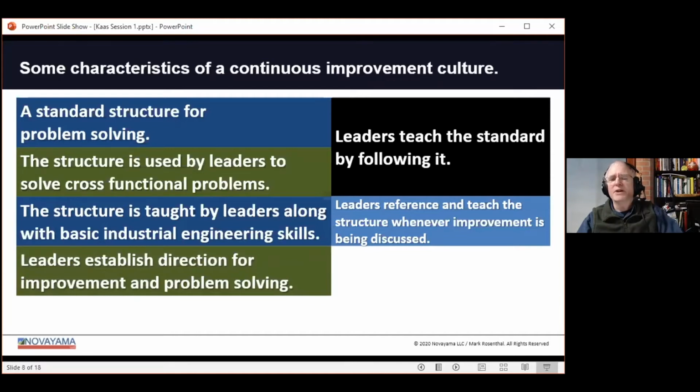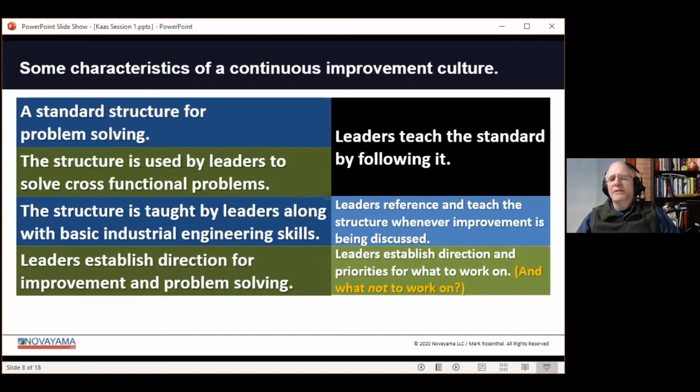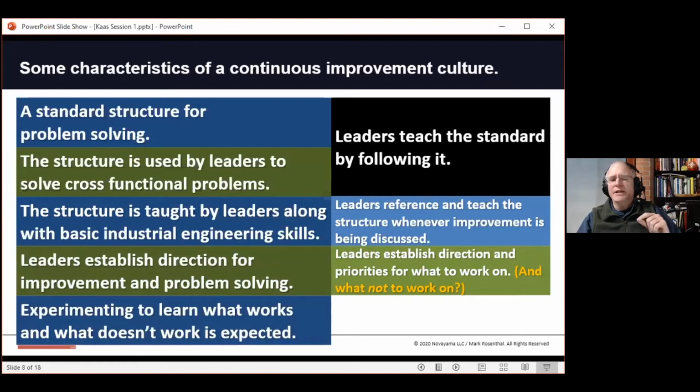And I know in my breakout room, the idea of always working a little beyond your ability. And this is part of what we would call challenge. And by establishing the direction and priorities, they also give permission not to try to fix everything at once. So they focus the effort within the framework. What problem are we actually trying to solve? And experimenting to learn what works and what doesn't isn't just permitted, it's expected.